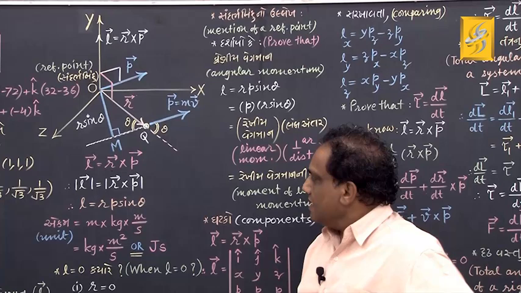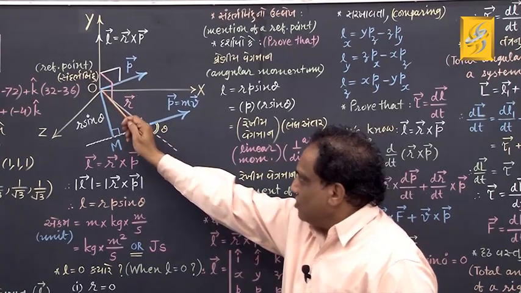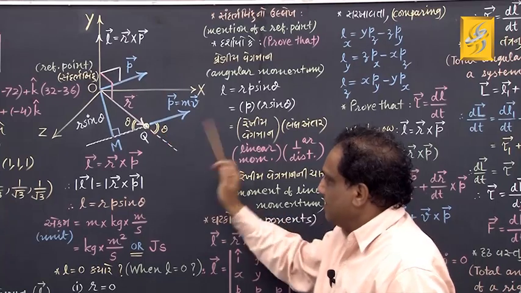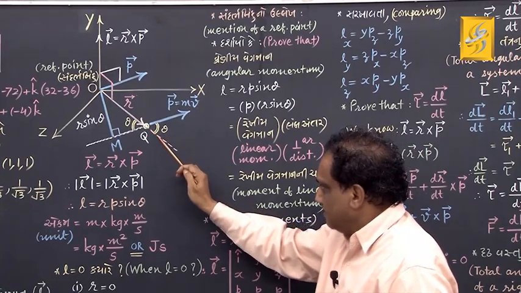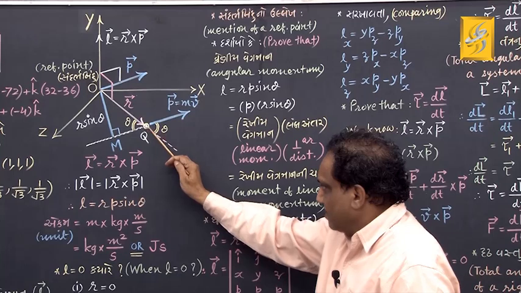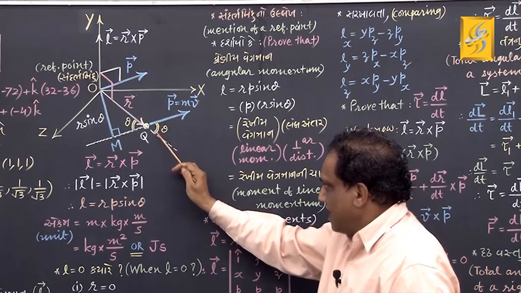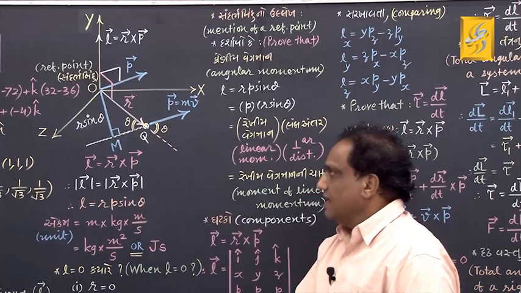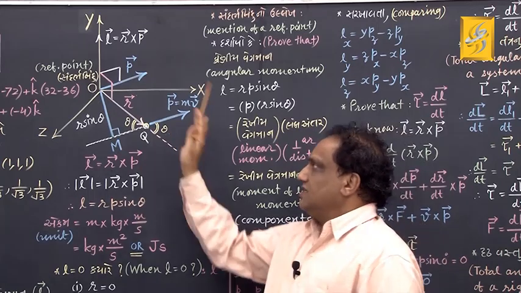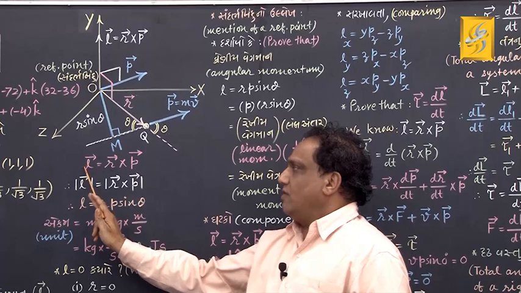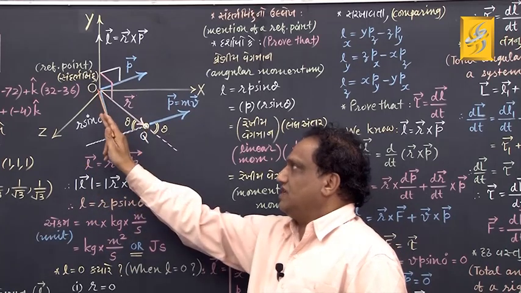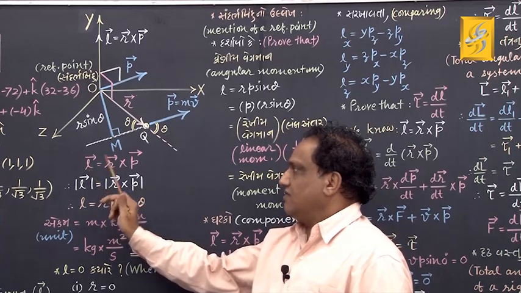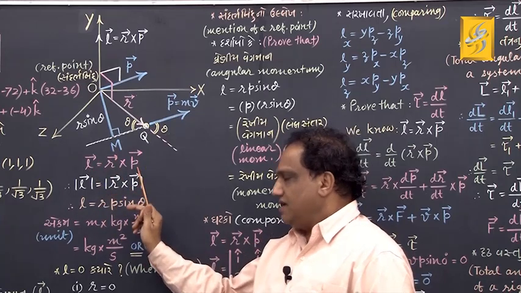Fine. Now this is direction of vector r, this is direction of vector p. What is this then? Angle between them, let it be theta. Now tell me, under these circumstances, what is called angular momentum of this particle with respect to this reference point? Just now all of you have defined, it is vector L equals vector r cross vector p.